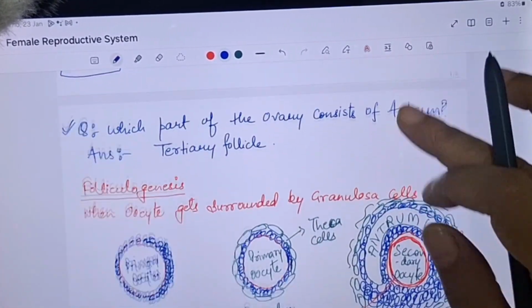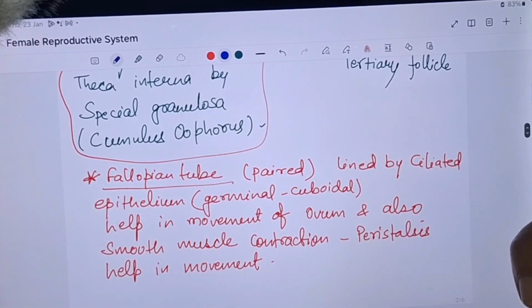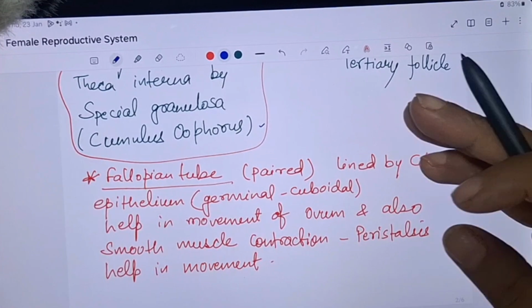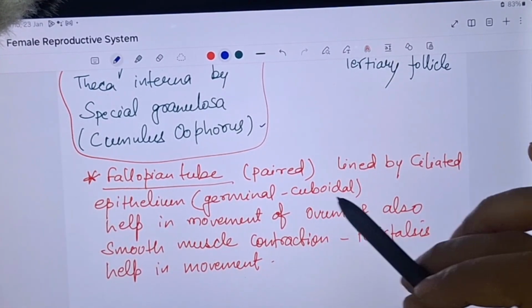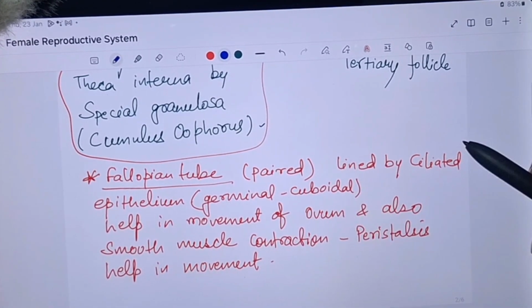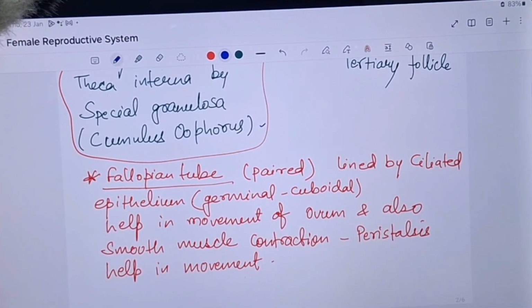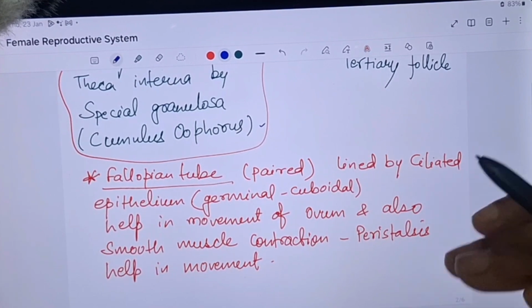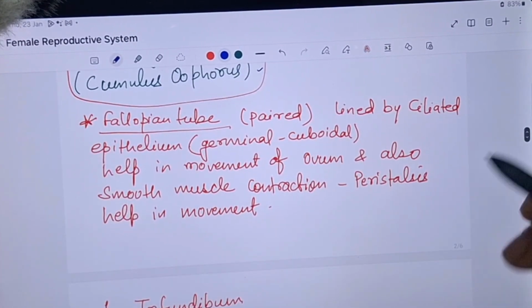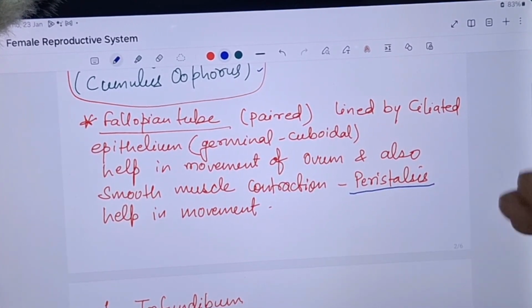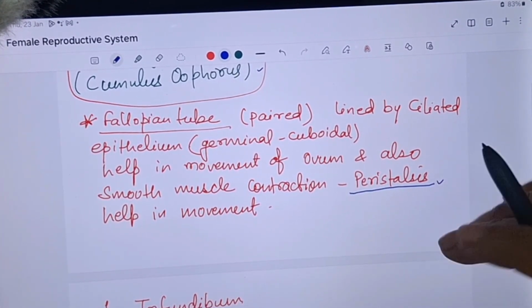Now we will be studying the structure which brings the ovum towards the womb, and that's the fallopian tube, which is paired and lined with the germinal epithelium. And we know that the ovum is non-motile, so it will be pushed by the ciliary muscles as well as smooth muscles, and the cilia will help in the process of movement, and this rhythmic contraction and relaxation of the fallopian tube muscle is also called peristalsis.